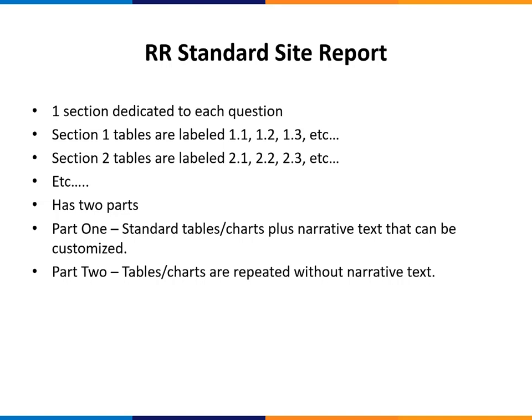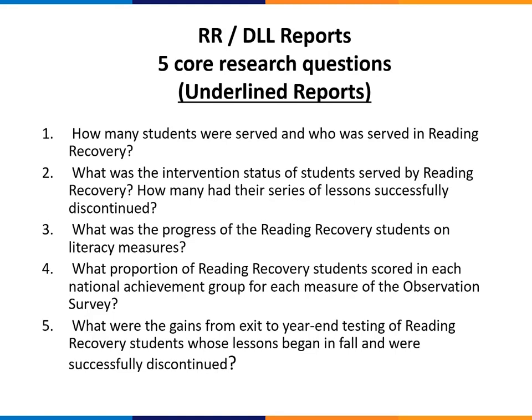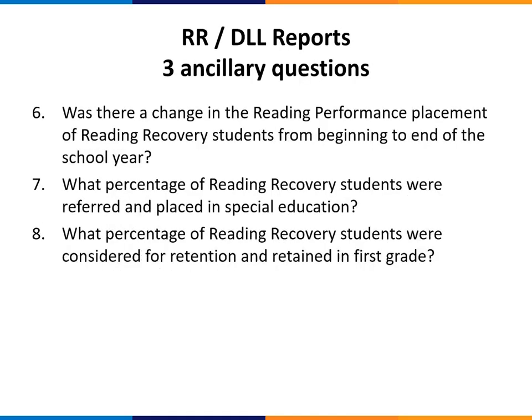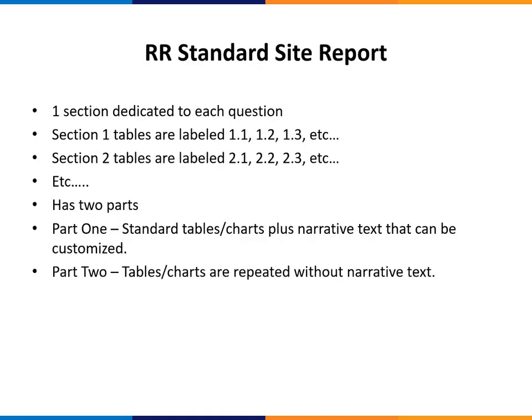So section 1 tables, section 1, if we go back, it's for research question 1, how many students were served and who was served in reading recovery. Those tables are labeled table 1.1, 1.2, 1.3. So research question 1 in section 1, all the tables are labeled 1.1, 1.2, 1.3. In section 2, which answers research question 2, tables are labeled 2.1, 2.2, 2.3, etc. And so on and so forth, just like that.